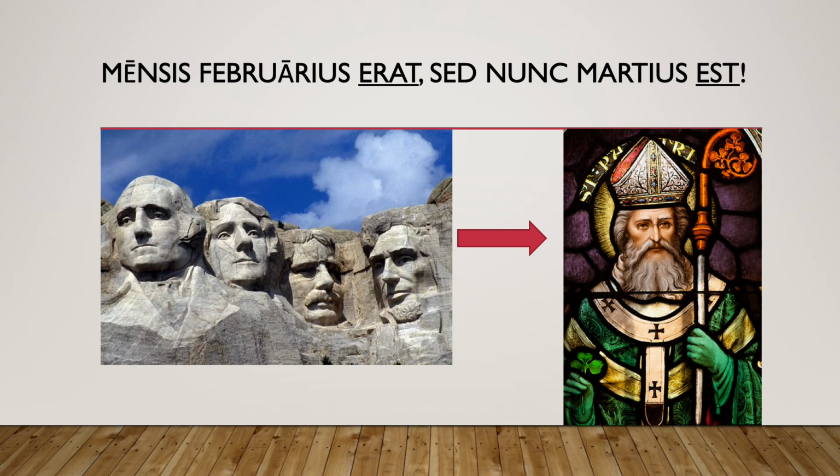So we can see that erat and erant, and est and sunt, are forms of the same verb that are in two different time zones. Est is in the present time zone, erat and erant, the plural, are in the past time zone. Okay, let's return to our sentence. Mensis Februarius erat, sed nunc Martius est. It used to be the month February, but now it's March. Or, the month used to be February, but now it's March. We could also say, it was February, but now it's March.